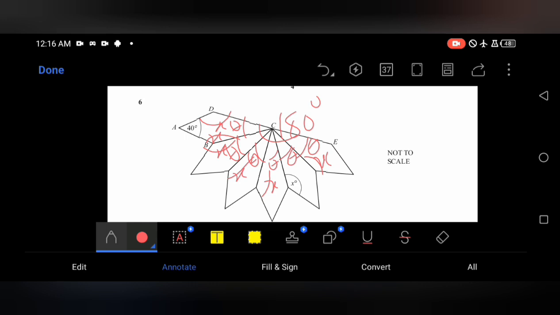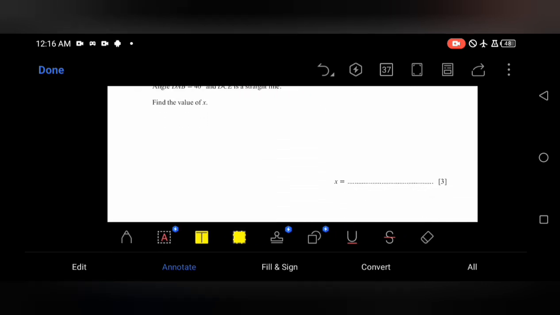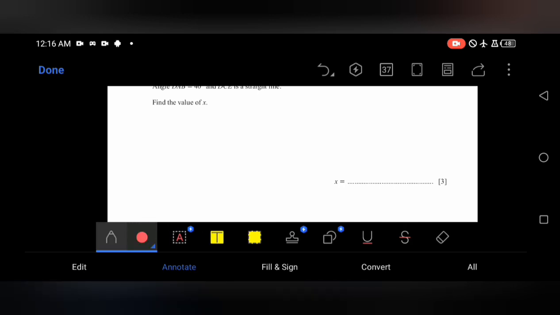And we know that the sum of angles of a quadrilateral equals 360 degrees. Hence, the sum of angles in kite ABCD equals 360 degrees. Before we can determine the value of x, we need to find the value of theta. How do we find the value of theta?